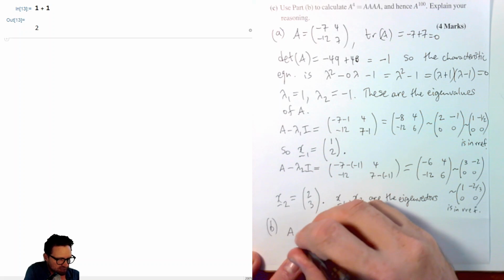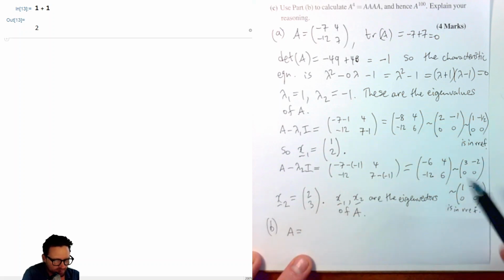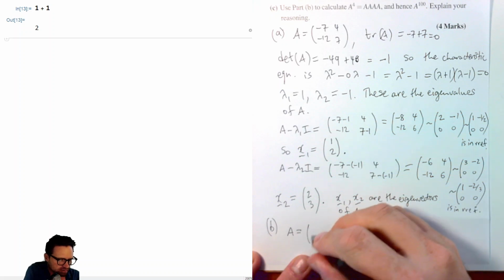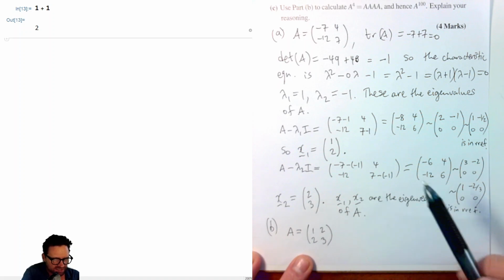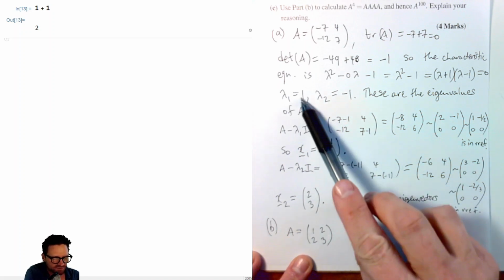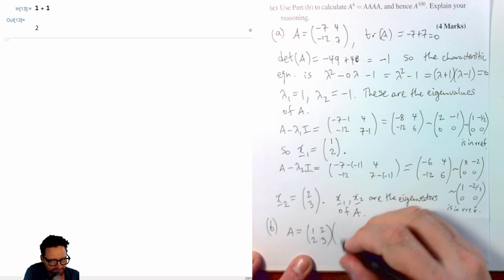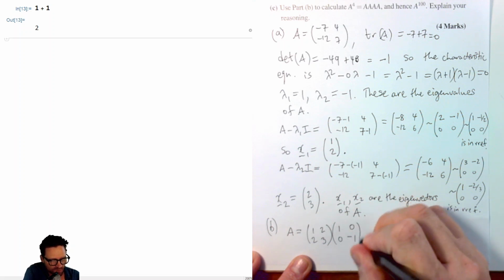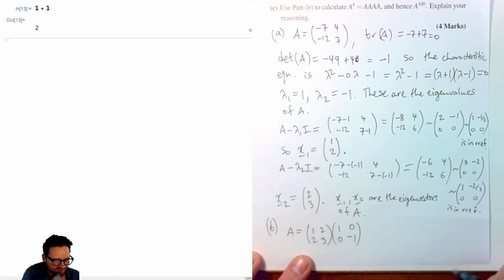So part B, we have A equals P D P inverse. Now P consists of just concatenating x1 and x2. So (1, 2, 2, 3). And then D is the diagonal matrix consisting of lambda 1, lambda 2 respectively: 1, minus 1 down the diagonal and zeros elsewhere. And now P inverse is just the inverse of this matrix.